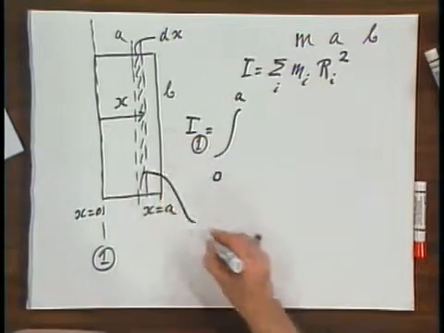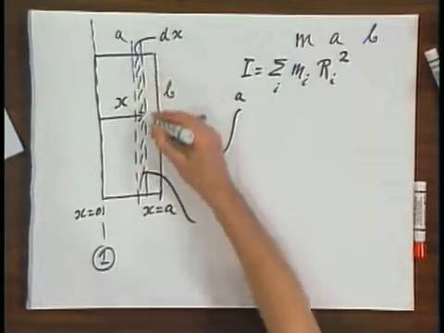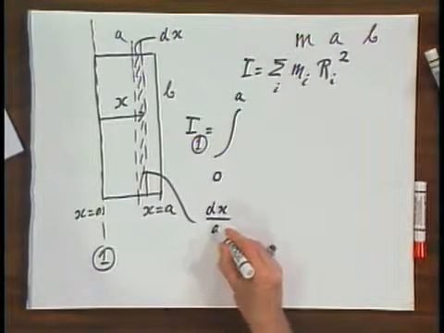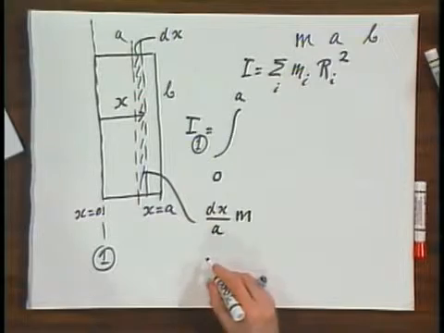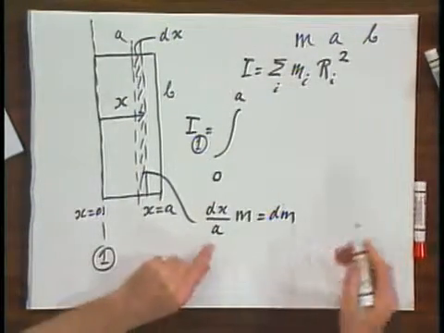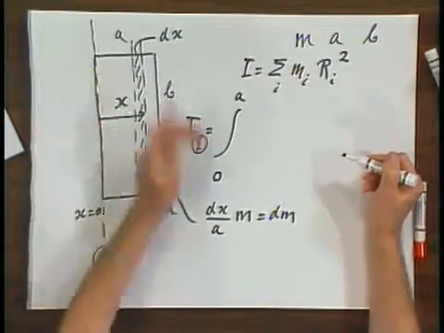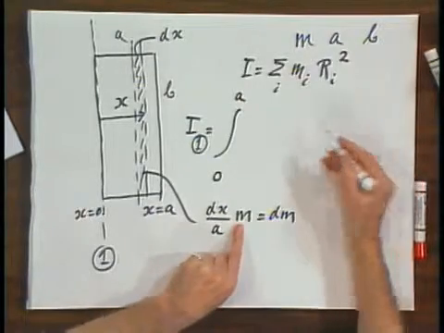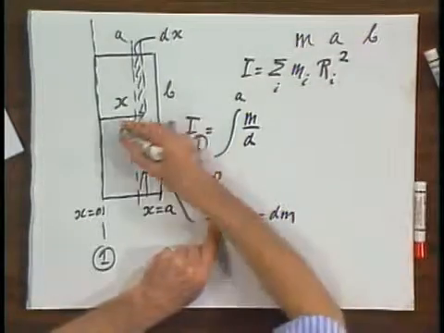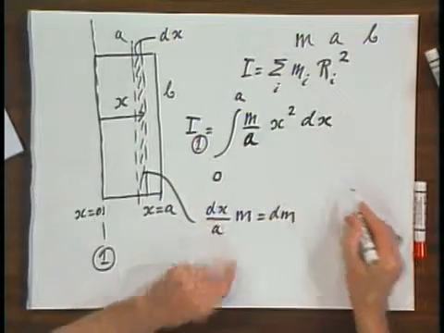So I first have to calculate how much mass is in this ribbon. Well, the mass that is in this ribbon is dx divided by a times m. That is clearly dm. So if now I want an integral, to take the whole sheet into account, I get dm, which is m over a times dx, but I also have to multiply by x squared, so I will put the x squared here, and I have the dx there.